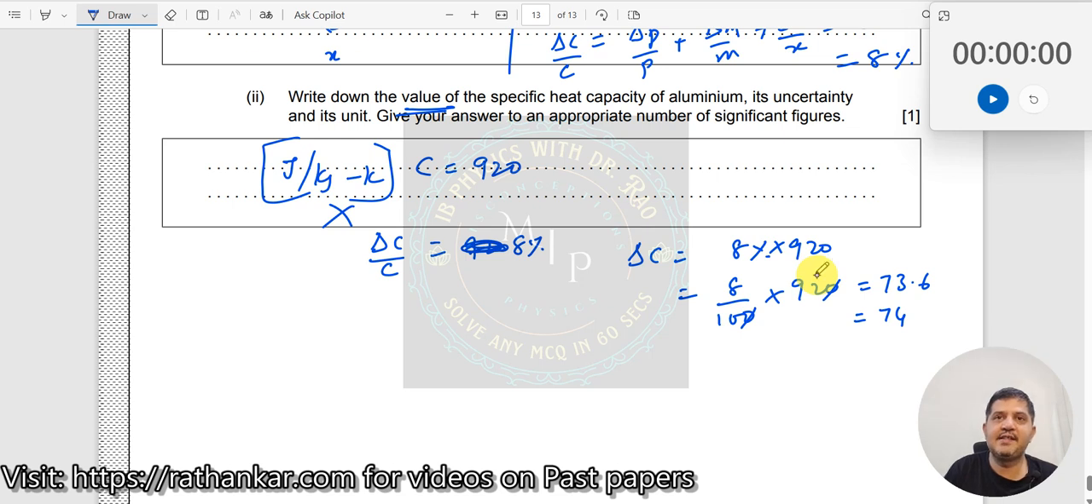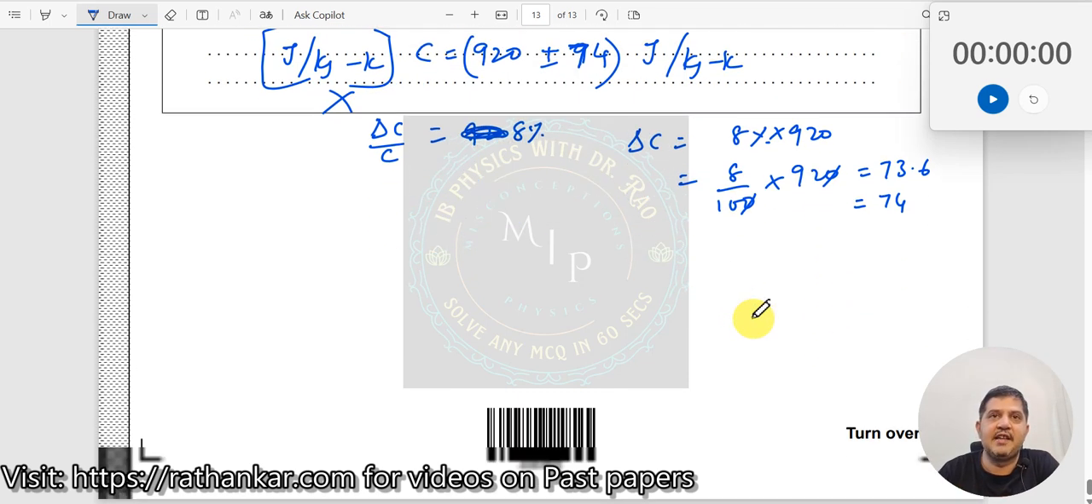Okay. So thus the value of C should be C equal to 920 plus or minus 74 joules per kg Kelvin. When I am talking about the uncertainty and its units, what does it tell you? It tells you what is the full value here. Okay, so you need to get the absolute uncertainty here, right? Let us move on to the next one. Okay, done. We are done with it.